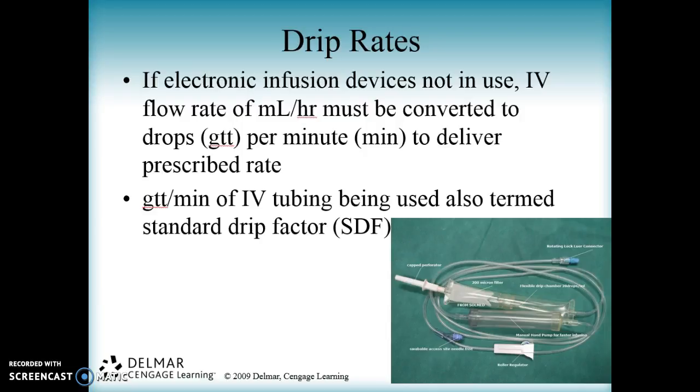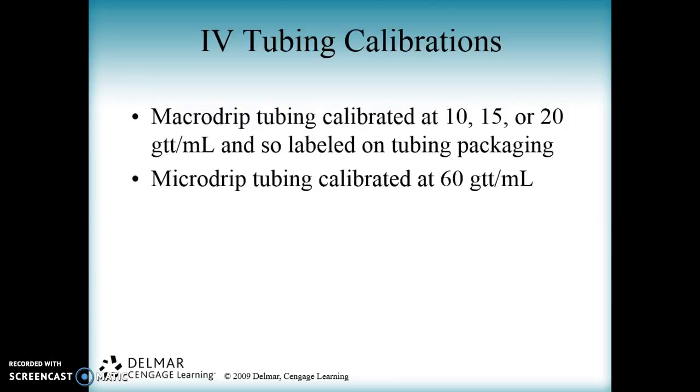The big thing here is that these are not used very frequently anymore, but they are going to show you in this chapter the different ways to calculate using drip rates. Now, we have basically a couple different types of tubing. We have what's called macro and micro. Micro is 60 drops per mil, so that's really, really small, whereas macro can be calibrated differently. It can be 10, it can be 15, it can be 20. You have to make sure that you check the packaging to know how it's actually being calibrated. And then once you know that information, you're going to use that to calculate flow rates.